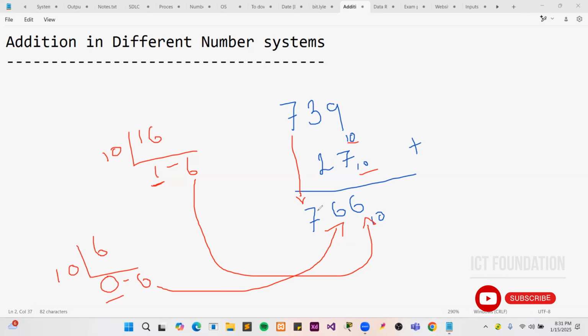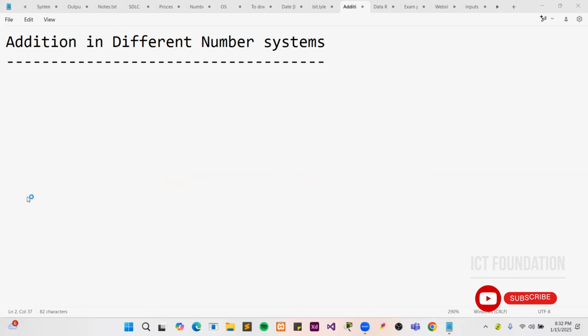But once we have different number systems, we have to divide the particular numbers by the different base numbers. That's the only thing you have to follow. So this one is simple, right? Then I'm clearing all the elements in this window.